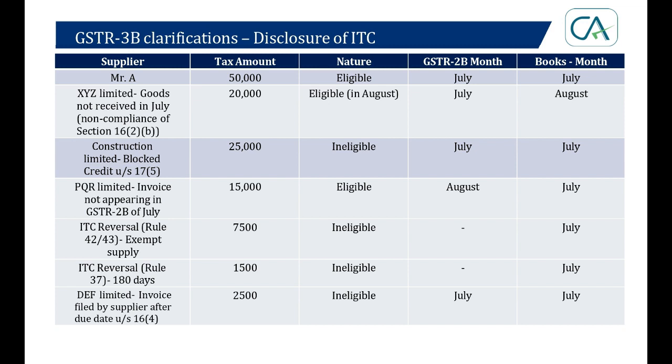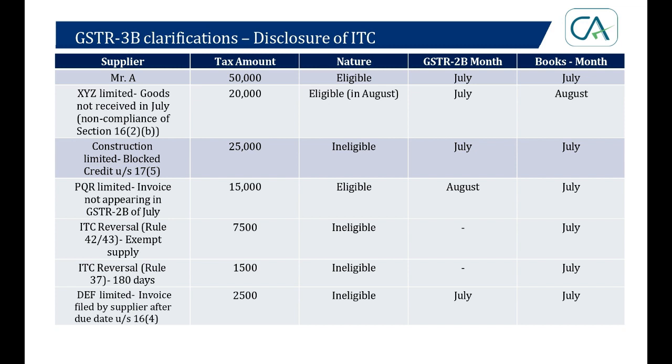The next entry is the invoice received from the supplier Construction Limited. Now obviously we already know that if any invoice has been issued in respect of any construction, renovation, refurbishing, anything which is in the nature of capital expenditure and capitalized in the books of accounts, that is a blocked credit under section 17 subsection 5. So this particular amount of 25,000 is ineligible. We are going to see how we are going to put it in the new format of GSTR-3B.